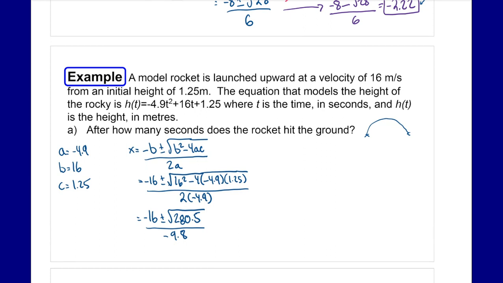So again, this is the point where I would split this off into two parts. Negative 16 plus the square root of 280.5 divided by negative 9.8, and negative 16 minus the square root of 280.5 divided by negative 9.8. So when we go through and solve, right now these are just two calculations.